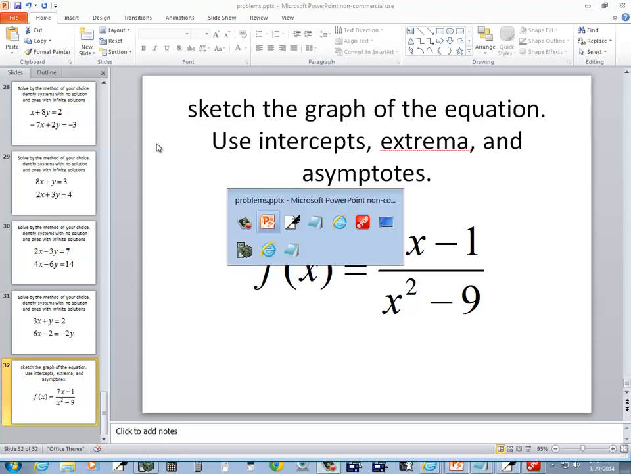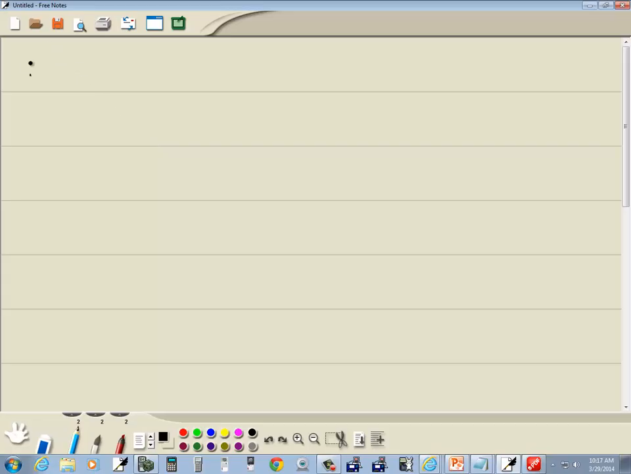Let's take a look at this problem. We've got f of x is equal to 7x minus 1 over x squared minus 9, and we want to sketch a graph using all our different components.